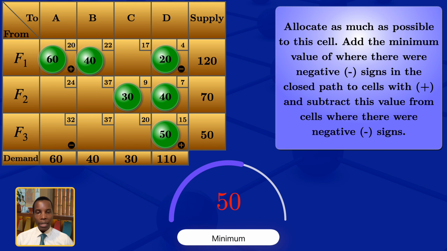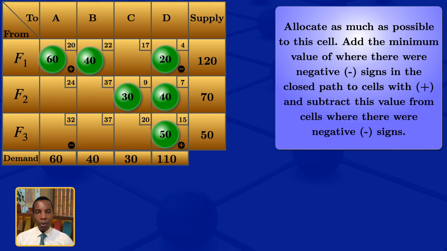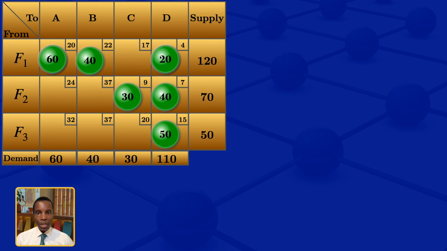So when you have done our allocations, then you just check if the allocations there are balancing with the supply and the demand. So we can see that the first row there is giving us a 120, and the second row 70, the third row 50. Then the first column 60, the second column 40, third column 30, then column D there is adding up to 110. So our allocations are okay there. Then we go on to the next step.